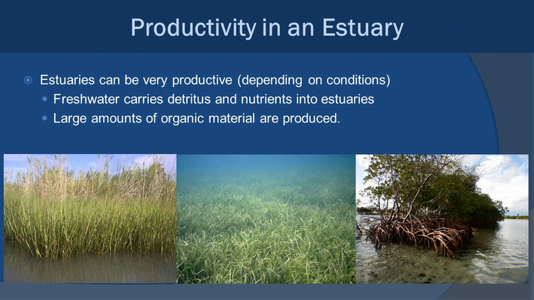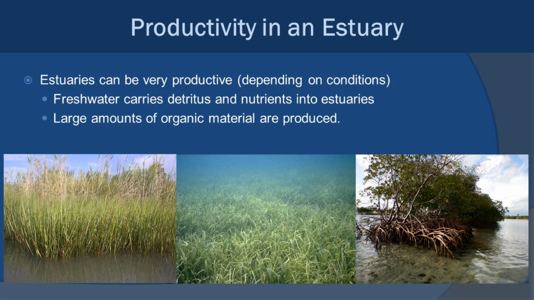So now let's talk a little bit about productivity. As I mentioned before, estuaries can be very productive, all depending on the conditions. Like we talked about before, having high productivity really means you have all the things that autotrophs need to grow. The autotrophs you have in estuaries include things like seagrasses, mangroves, algae, and if you go a little bit farther north, you'll have salt marsh grasses. And of course, in the water column, you'll have phytoplankton.